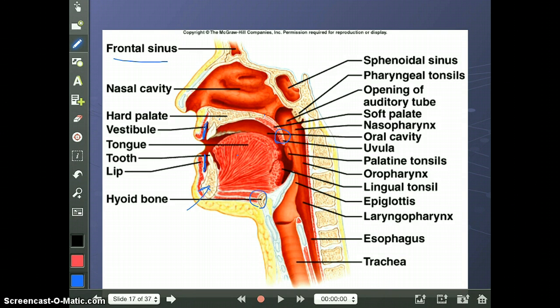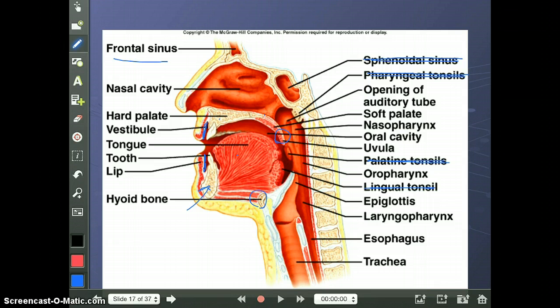Some of the things you will not have to worry about in this: you're not going to have to worry about labeling the tonsils. Well, the palatine tonsil we'll have to worry about. The lingual tonsil we'll not have to worry about. And actually, the sphenoidal sinus we're not going to worry about. The other ones you should be able to go through and label.